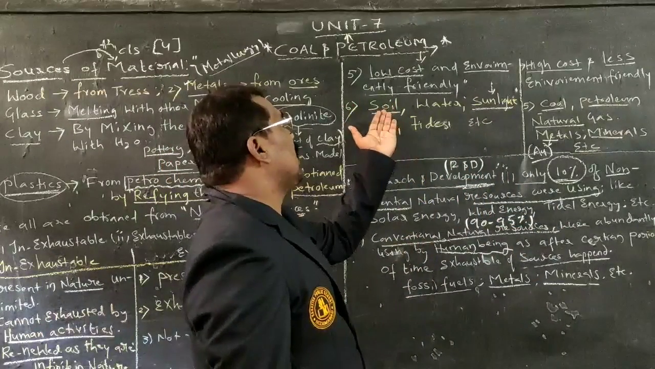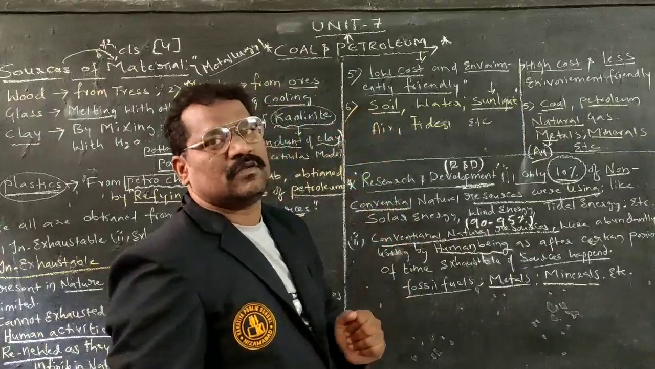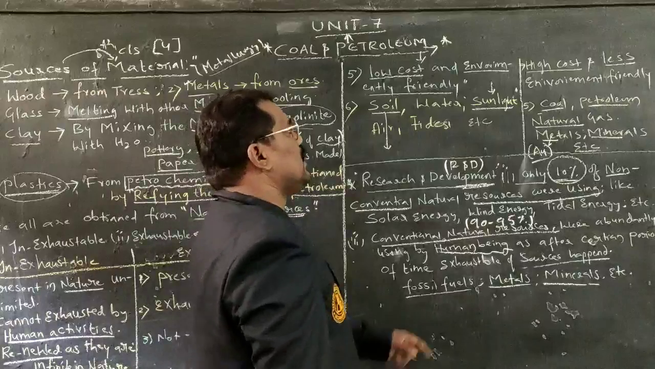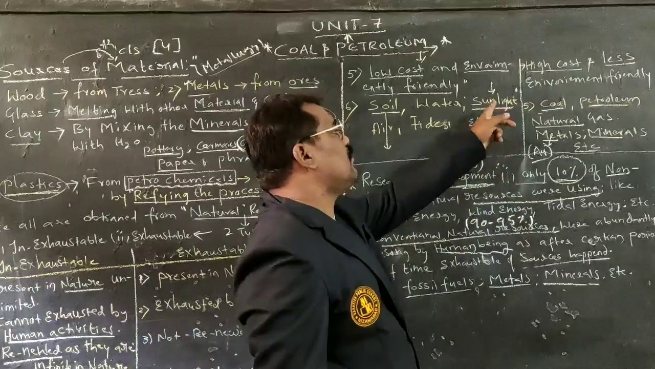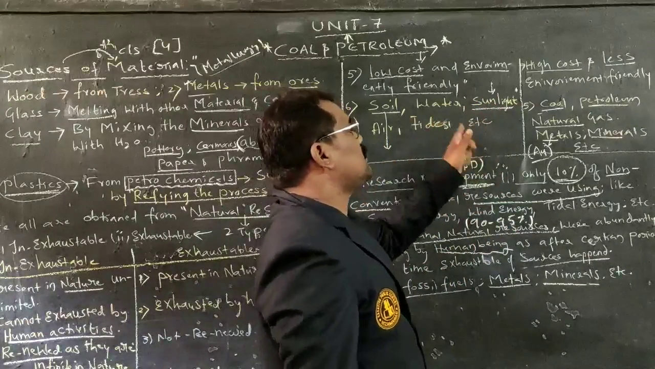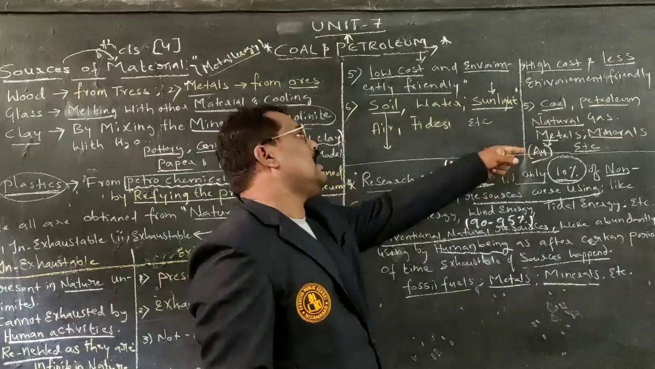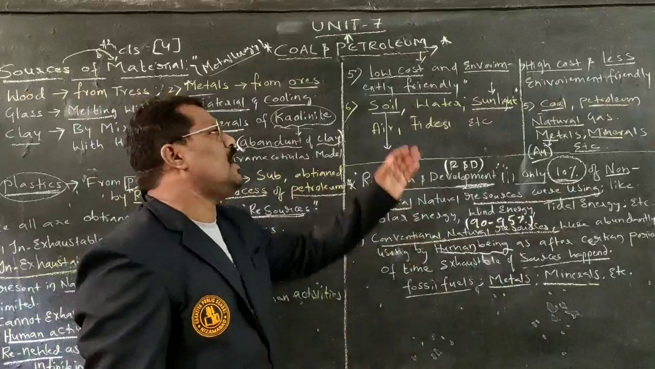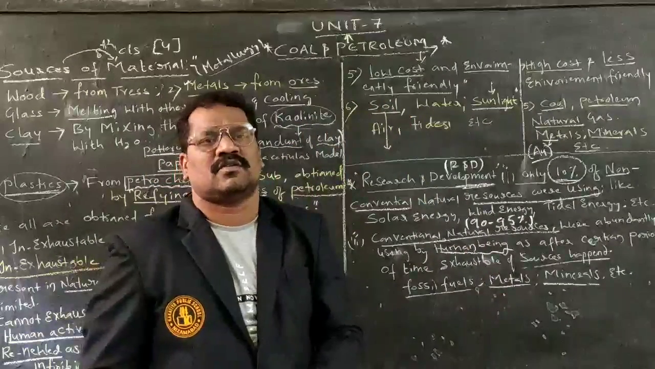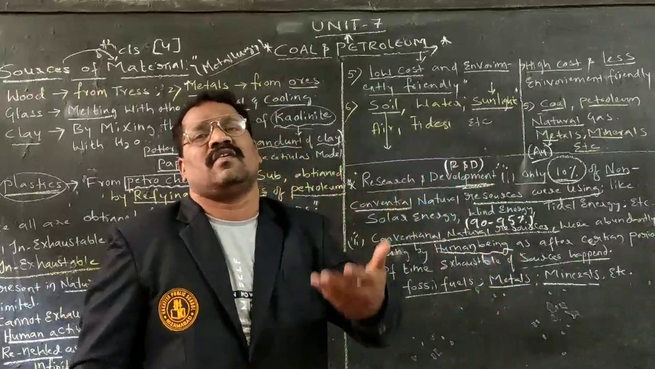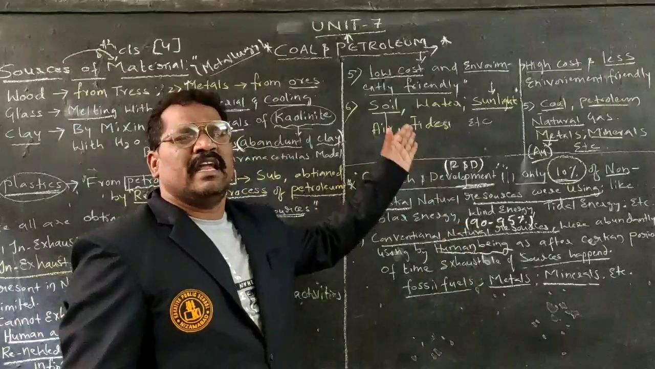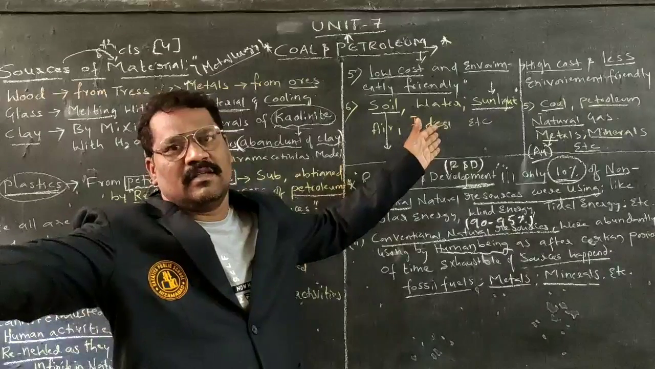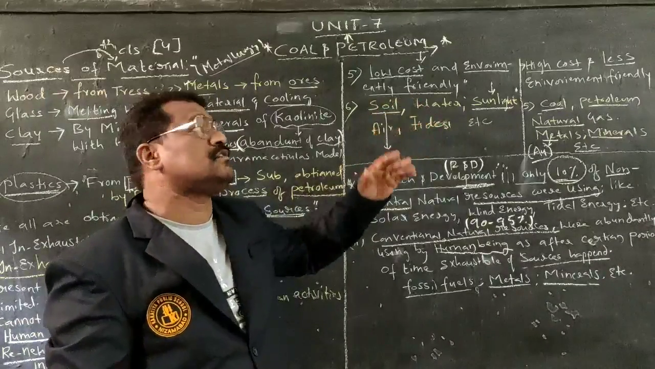Coming to examples of inexhaustible natural resources. First one is soil. Second is water. Third is sunlight, air, tides, and so on. These all exist within inexhaustible natural resources. Soil, we use it for various purposes, and soil can be replenished quickly. It is inexhaustible as it exists in abundance on the surface of our earth. Therefore soil is inexhaustible.